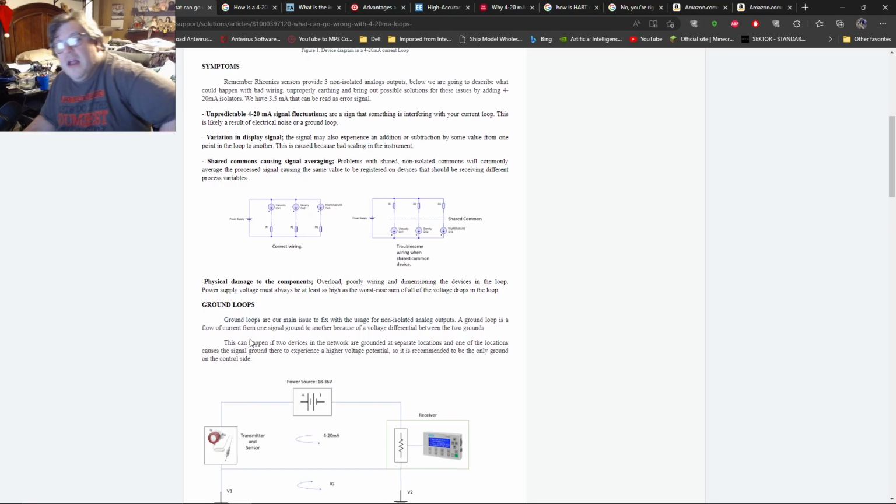All right, here's another one. Physical damage to the components. Overload, poor wiring, and poor dimensioning of the devices in the loop. Power supply voltage must always be at least as high as the worst case sum of all of the voltage drops in the loop.